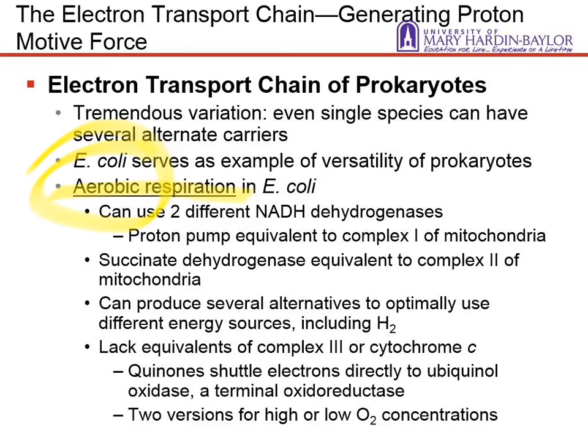So E. coli has two different types of NADH dehydrogenases. They're just going to show you one, but they're pretty analogous to complex 1 in the mitochondria. They function as a proton pump. They pump protons outside of that membrane. And then E. coli has a succinate dehydrogenase that's equivalent to complex 2 of the mitochondria. And then there are some alternatives and several different ways that E. coli can do it. But E. coli lacks the complex 3, and it also lacks cytochrome C oxidase.